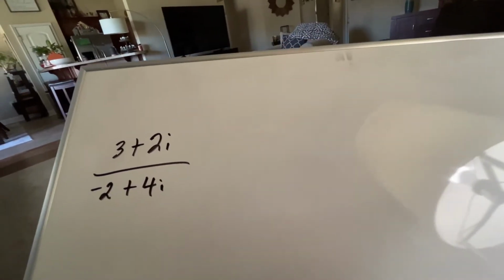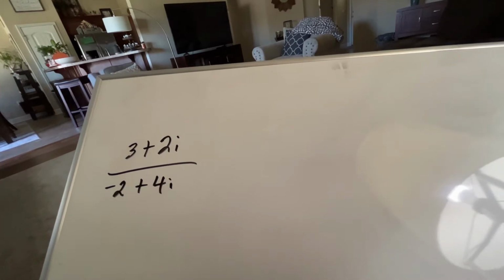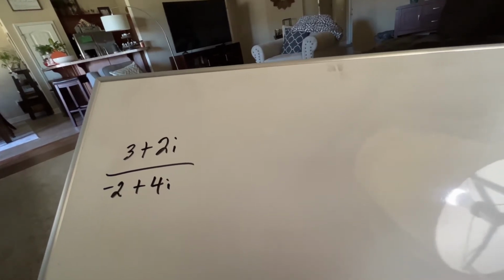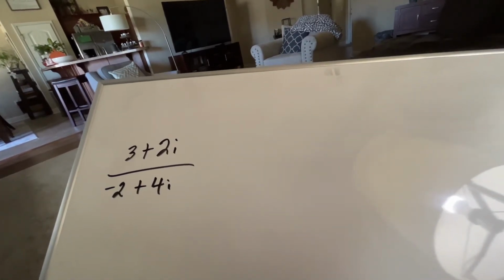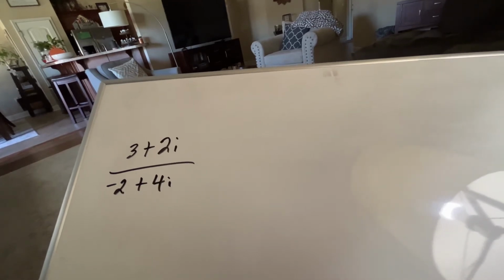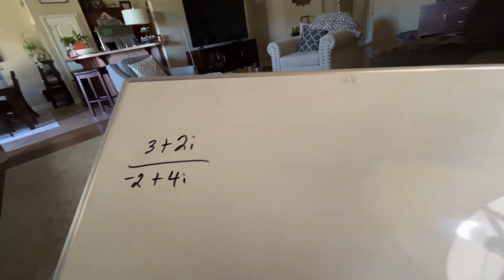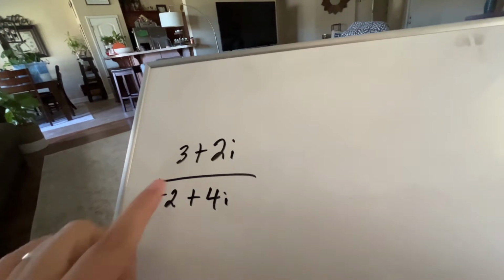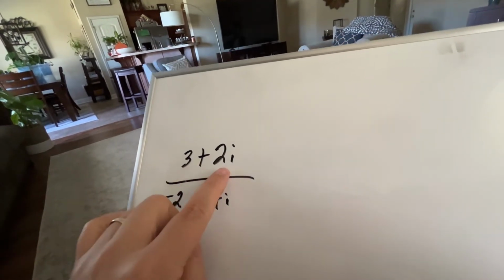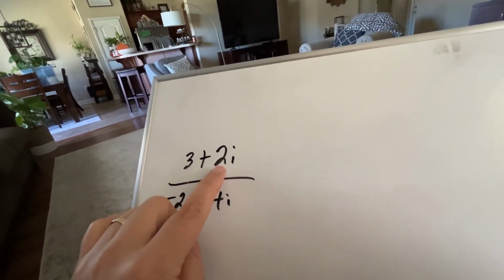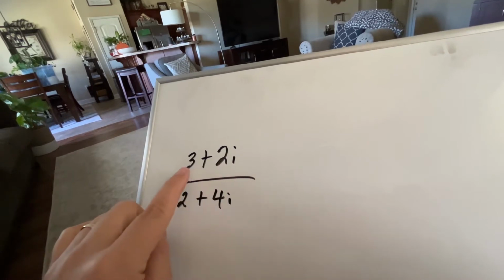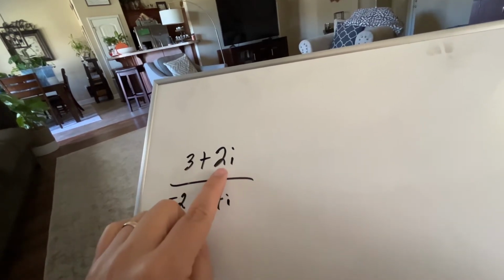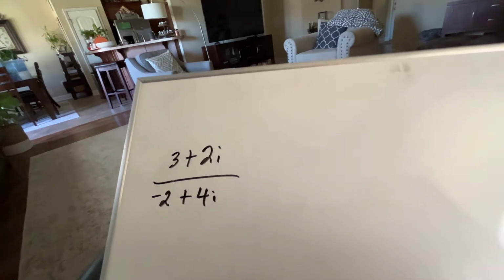All right, I want us to consider dividing two complex numbers. So we have the complex number 3 plus 2i divided by negative 2 plus 4i. So complex numbers have a real number part and then an imaginary part, like this. The real number part is 3 and the imaginary part is 2i.